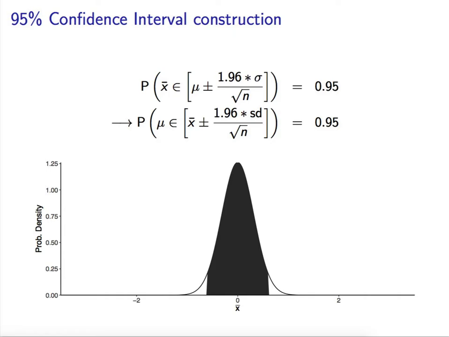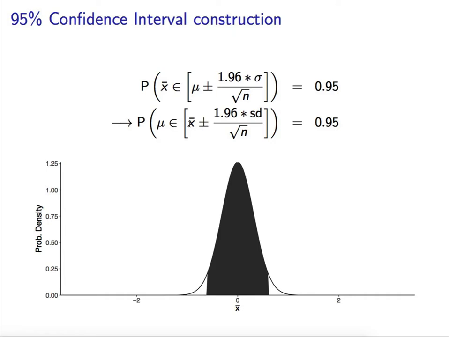The estimated mean is going to fall within mu plus or minus 1.96 times sigma over the square root of n. So the probability that it falls in that region is 0.95. We get this distribution from the central limit theorem, and we can measure that probability using this distribution.